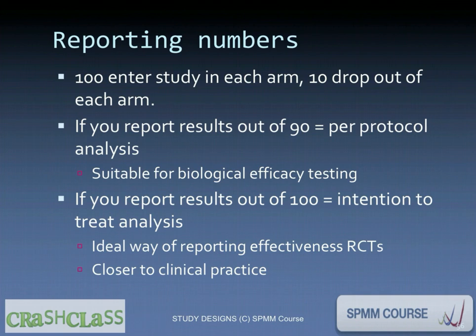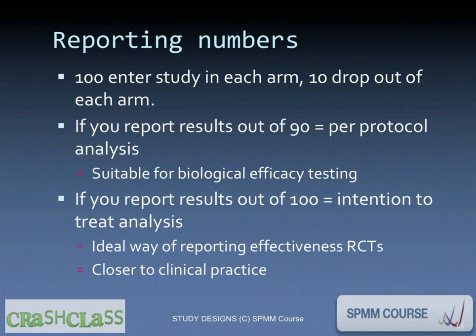This is very useful if your question of interest is the biological efficacy of the drug. If your question is, does this drug have any physiological effect? Does this drug have any pathological effect? For those questions, you can use per protocol analysis. But if you're interested in the effectiveness of a drug, in other words, the real world usefulness of a drug, then you must report results out of all 100 people. So you have to report results out of 100 who received olanzapine and 100 who intended to receive placebo, even though they did not take it, they intended to receive it at the beginning.